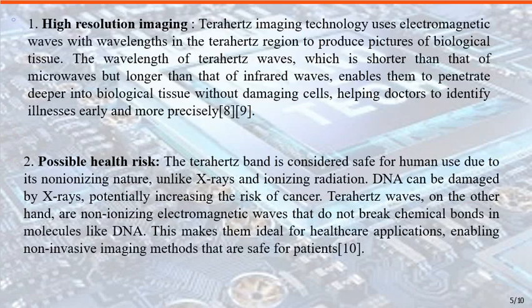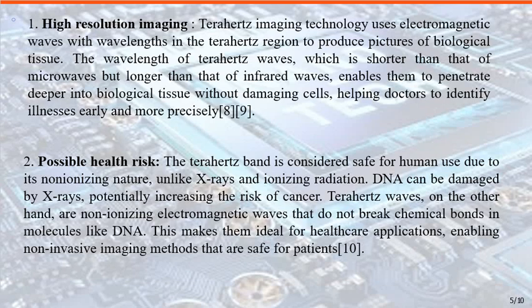1. High-resolution imaging. Terahertz imaging technology uses electromagnetic waves with a wavelength in the terahertz region to produce pictures of biological tissue. The wavelength of terahertz waves, which is shorter than that of microwaves but longer than that of infrared waves, enables them to penetrate deeper into biological tissue without damaging cells, helping doctors to identify illness early and more precisely.